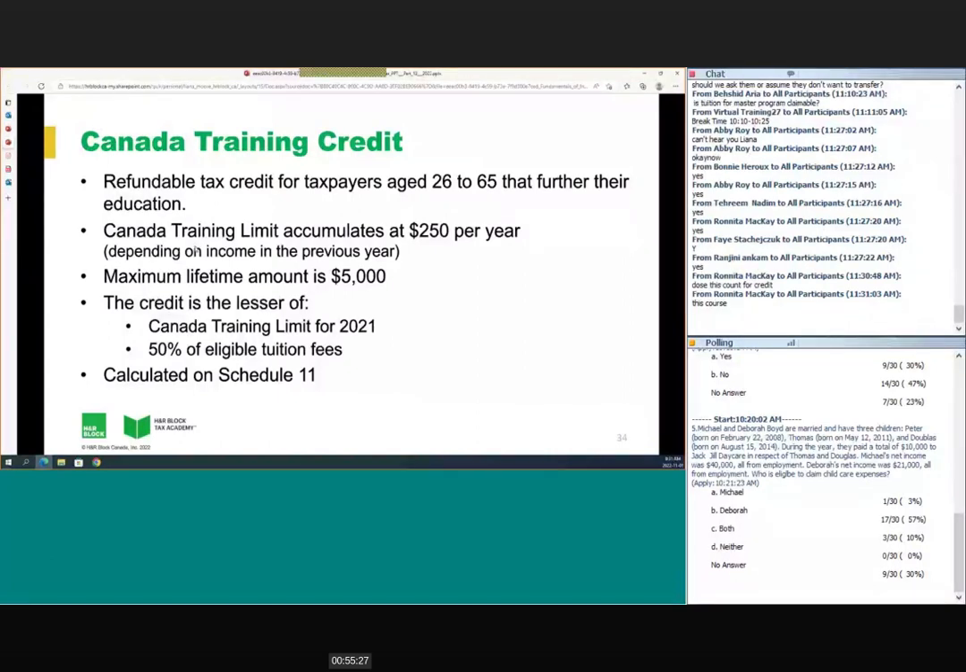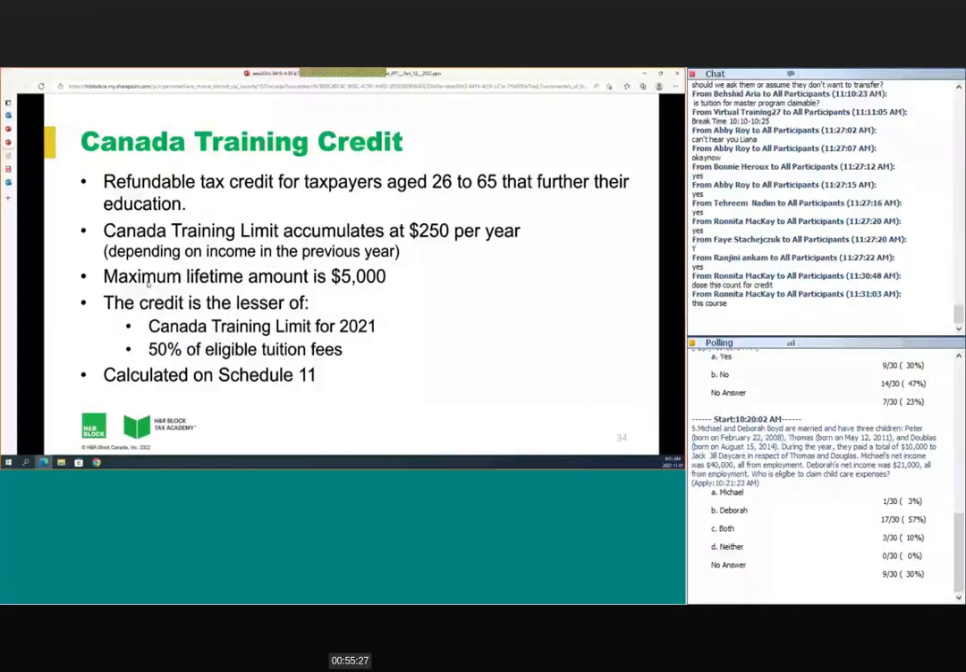All right, so let's just see here. To accumulate the $250 for the tax year, taxpayers must be between the age of 26 and 65, and on their previous tax return have had working income of at least $10,000. So that's how you're going to get it. So you need to go look on your own NOA.